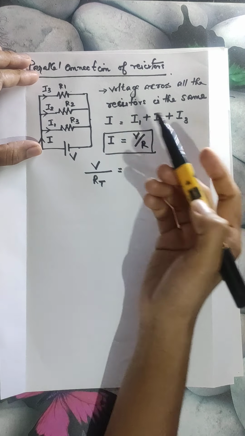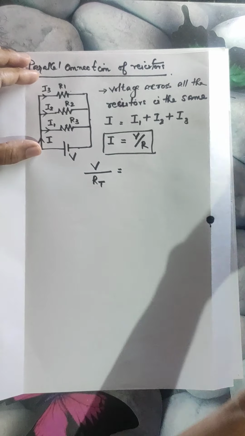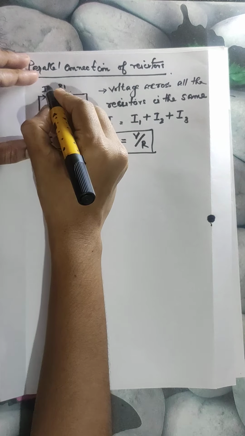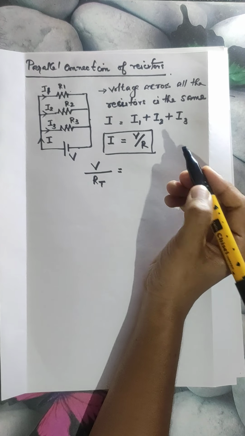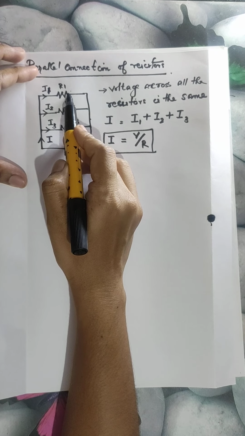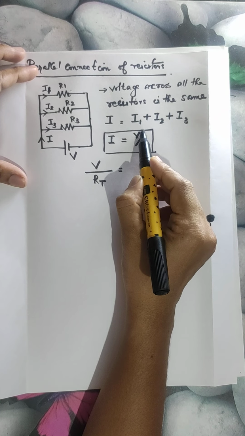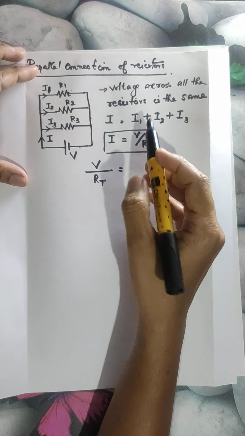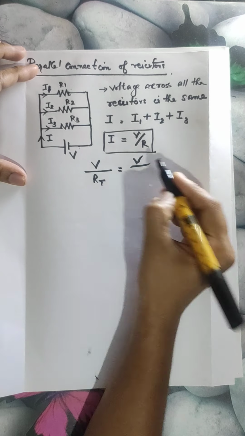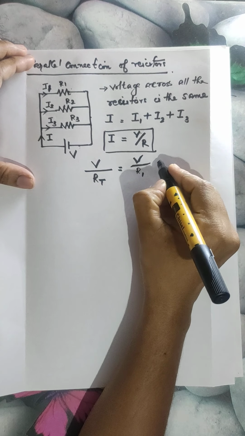I1 is the current through, so I have marked it, there is a mistake. So current flowing through R3 is I3, this is I2 and this is I1. Current flowing through R1 is I1. So we can write the current flowing through a component as voltage across that component divided by resistance. So here voltage across R1 is this V itself. So V divided by resistance of that component, that is R1.